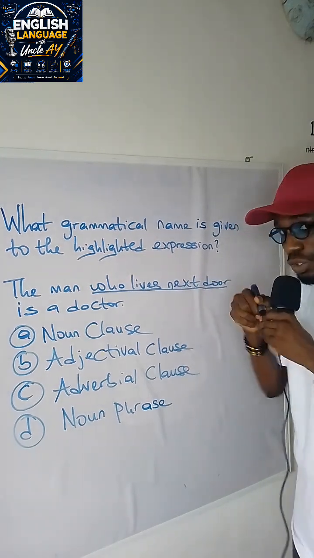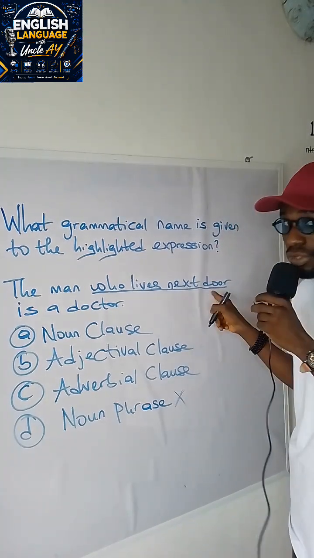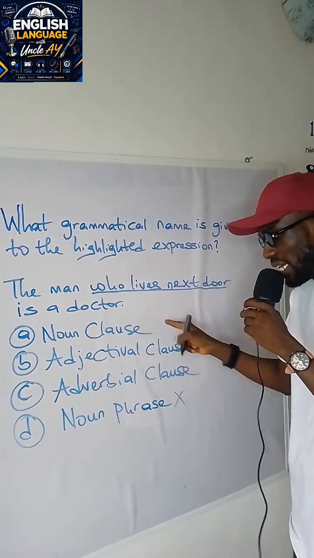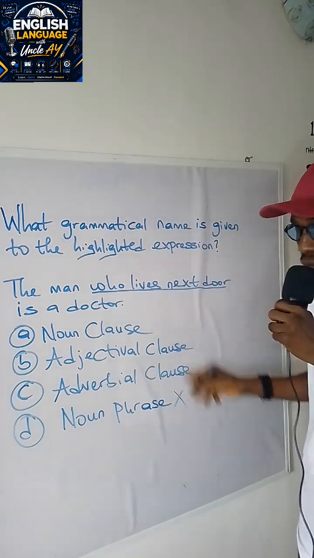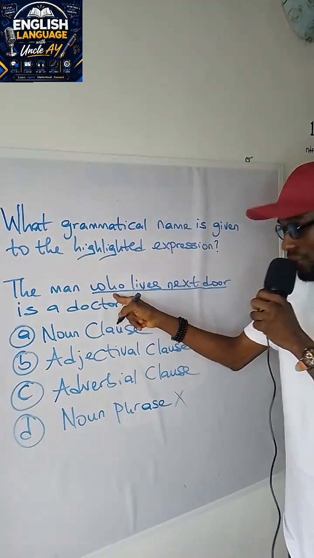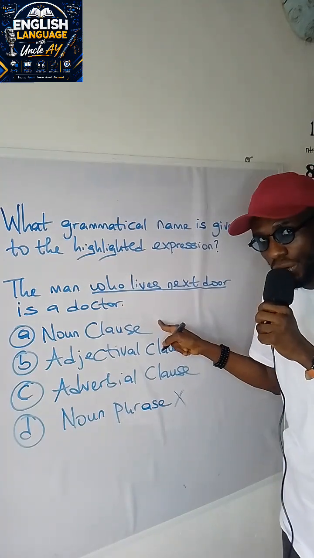But I think we need to strike out option D, since it is a noun phrase. The expression is not a phrase. So we are left with three options: A, B, and C. Noun clause, adjectival clause, adverbial clause. So which of these is correct? Let's not forget that a subordinating conjunction introduces what? The expression.